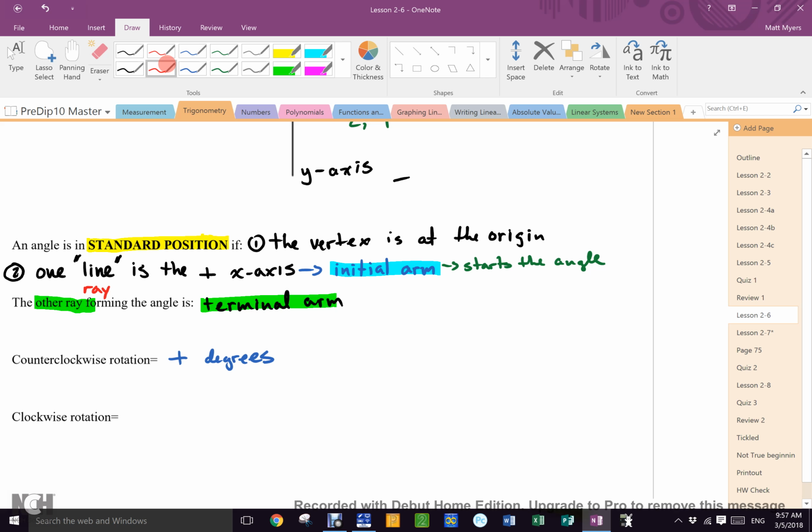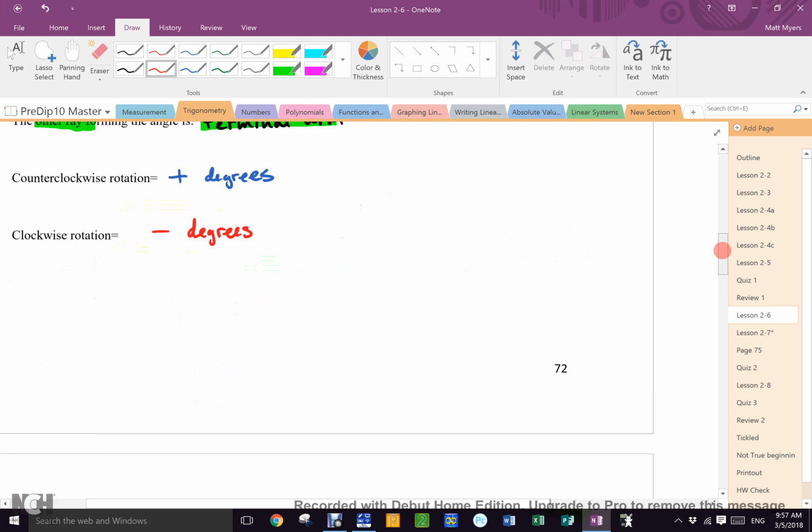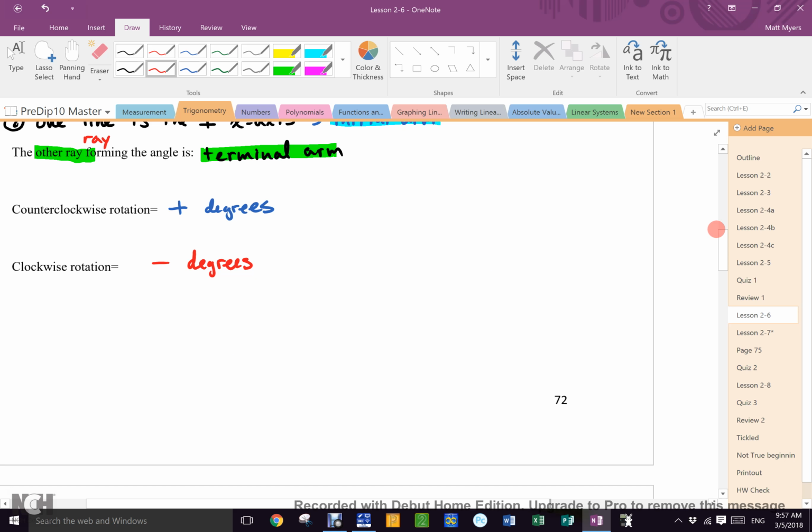So counterclockwise rotation is positive degrees, which means let's not make this any more difficult than it needs to be. The opposite of counterclockwise is clockwise. So the opposite of positive is negative degrees. Is everybody cool? Yeah, we're going to draw it again, as a matter of fact.